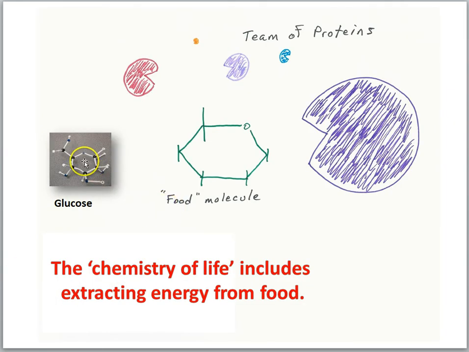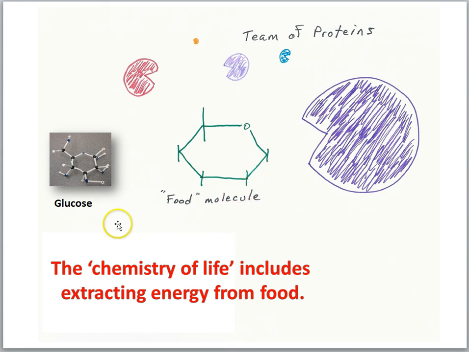Well, let's take our food molecule, glucose, for example. For a typical animal cell, this is the principal energy molecule for the cell. So the chemistry of life includes extracting energy from food, and food for cells comes in the form of molecules. So here we have a food molecule, and the idea here is some of the chemistry involves getting energy out of this molecule.